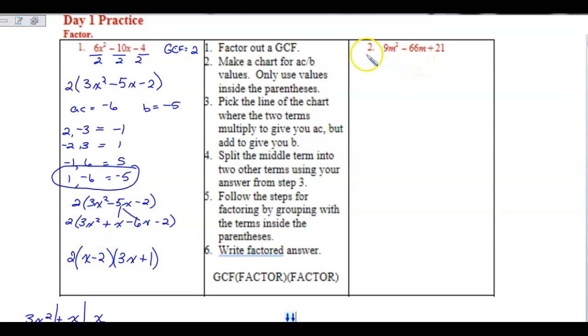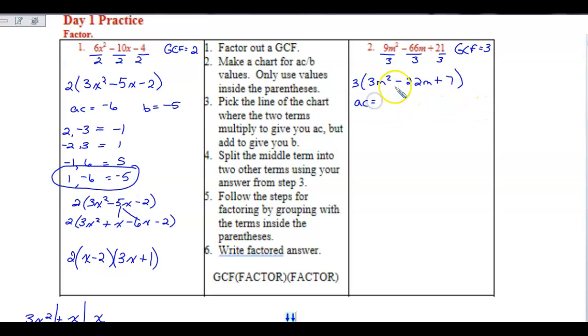Okay, take a look at number 2. Looking for the greatest common factor. Looks like 9 won't go into 21, so 3, looks like greatest common factor is going to be 3. So divide everything by 3. 9 divided by 3 is 3. Bring down my m squared. Negative 66 divided by 3 is negative 22m. And 21 divided by 3 is 7.